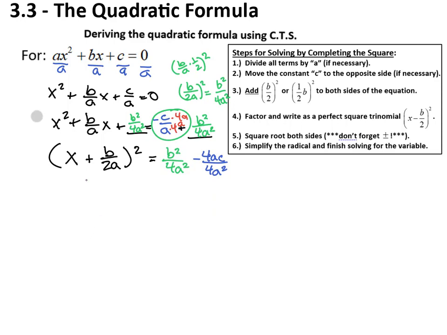And now that they have the same denominator, we can add or subtract the numerators and keep the denominator, just like when we're working with fractions. So we can write this as b squared minus 4ac all over 4a squared. Okay.